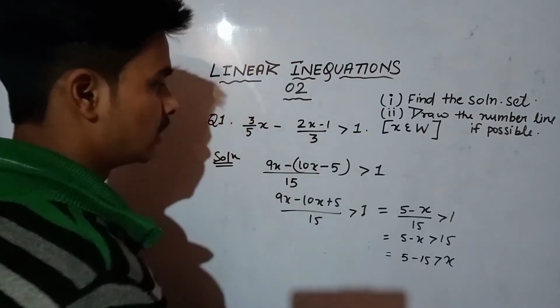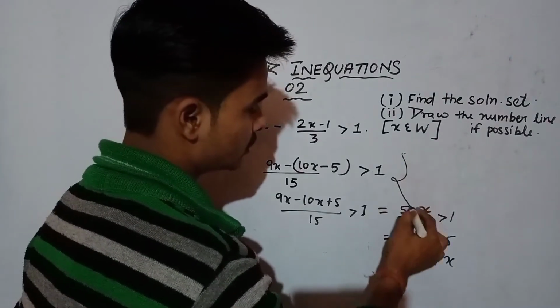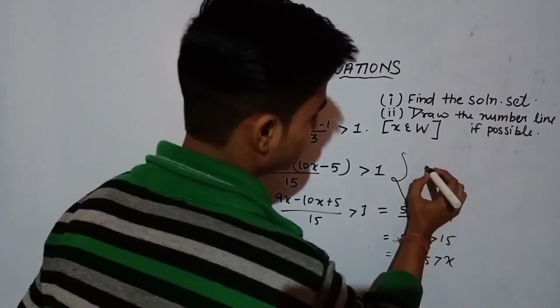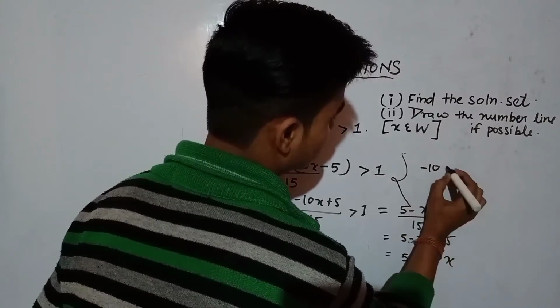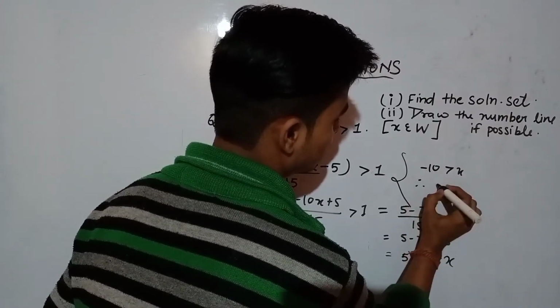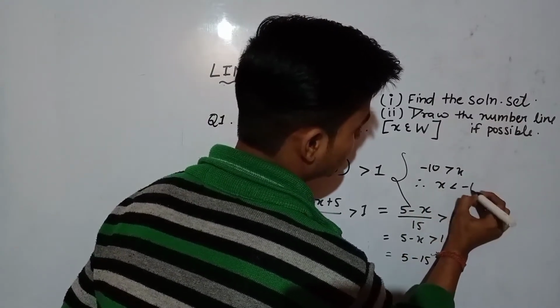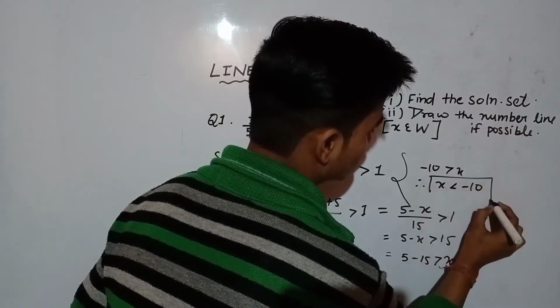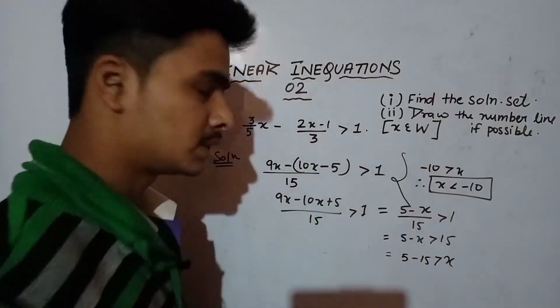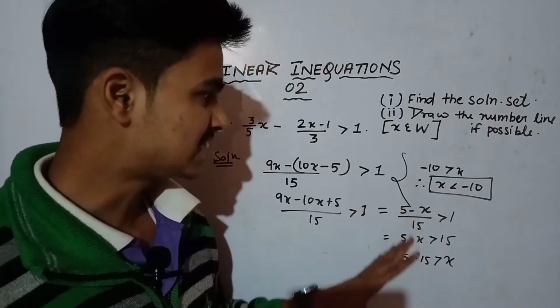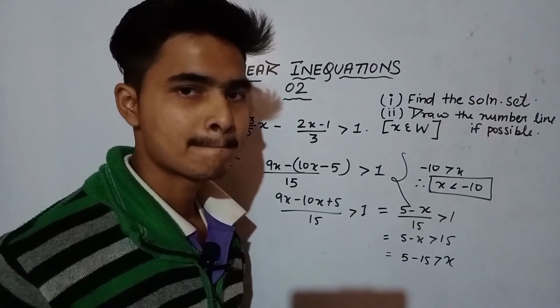So from here, upon solving, we get that 5 minus 15, which is minus 10, is greater than x, or we can say that x is less than minus 10. So based upon the solution, we have got that x is less than minus 10.